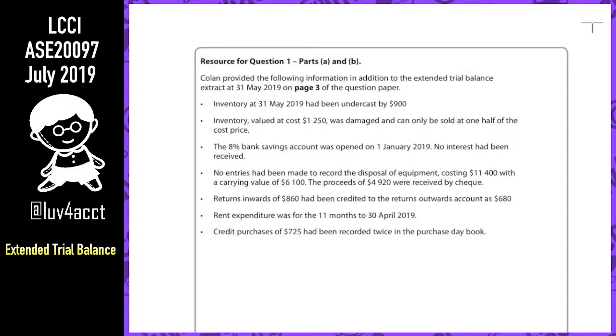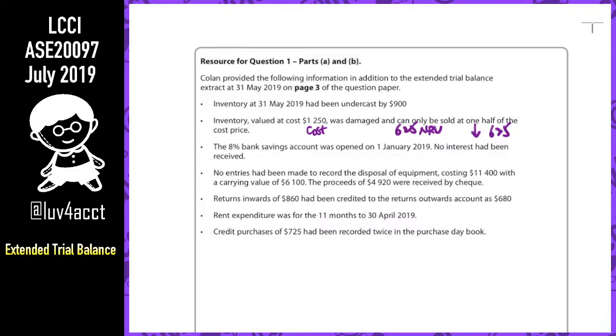Inventory had been undercast by 900. Inventory valued at cost 1250, damaged. Okay, this is the cost, and the damaged inventory can only be sold at half of the cost price. So half the cost price, 1250, is equal to 625 NRV, and then the impairment is 625 as well.